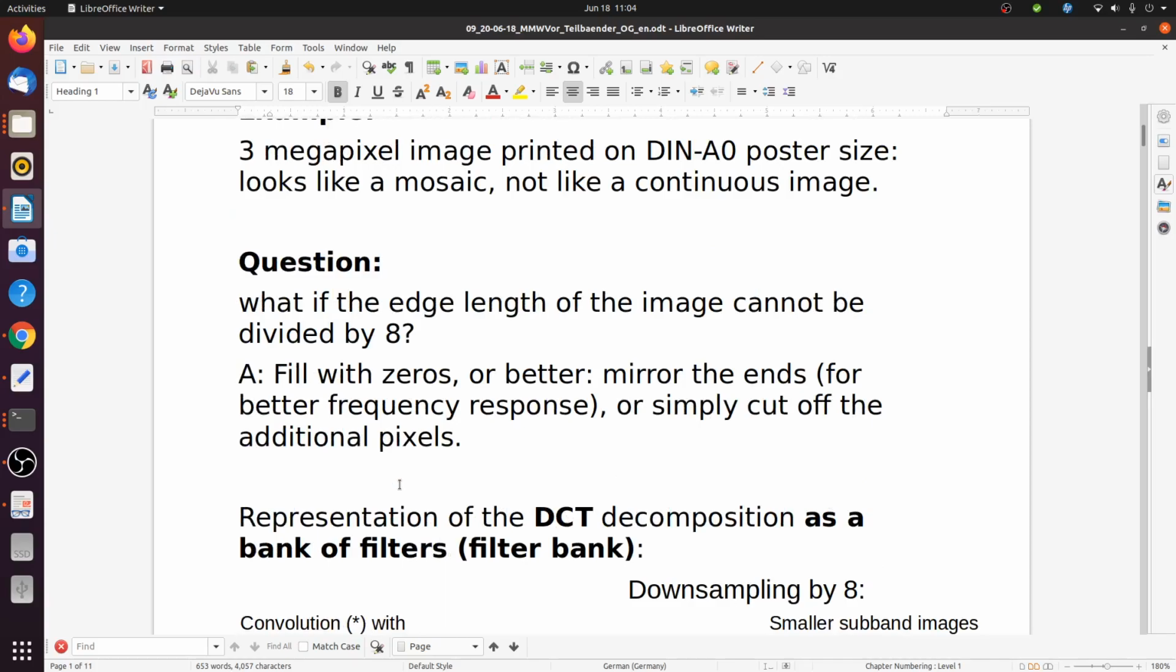Question: what if the edge length of the image cannot be divided by 8, like we need for the DCT? The answer is fill it with zeros such that it can be divided by 8, or better, mirror the end for better frequency response, or simply cut off the additional pixels. So there are several ways and it doesn't really matter so much because it's just the edges.